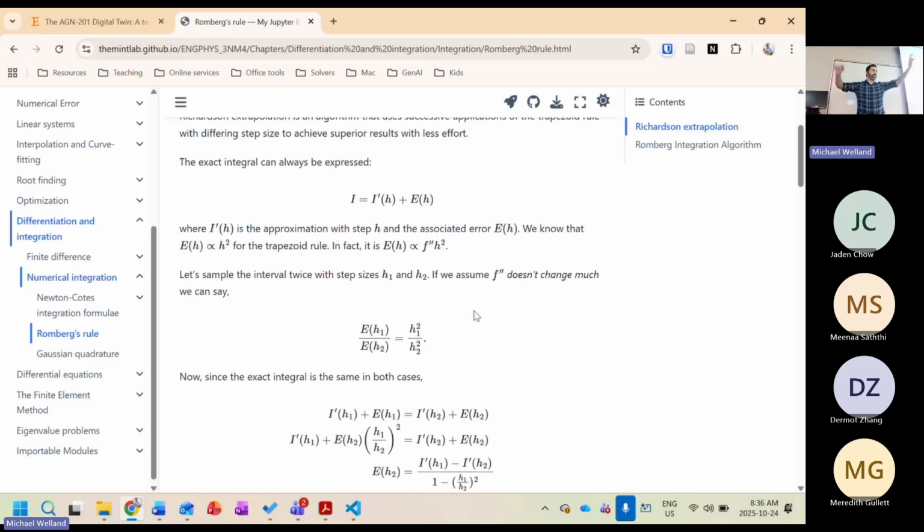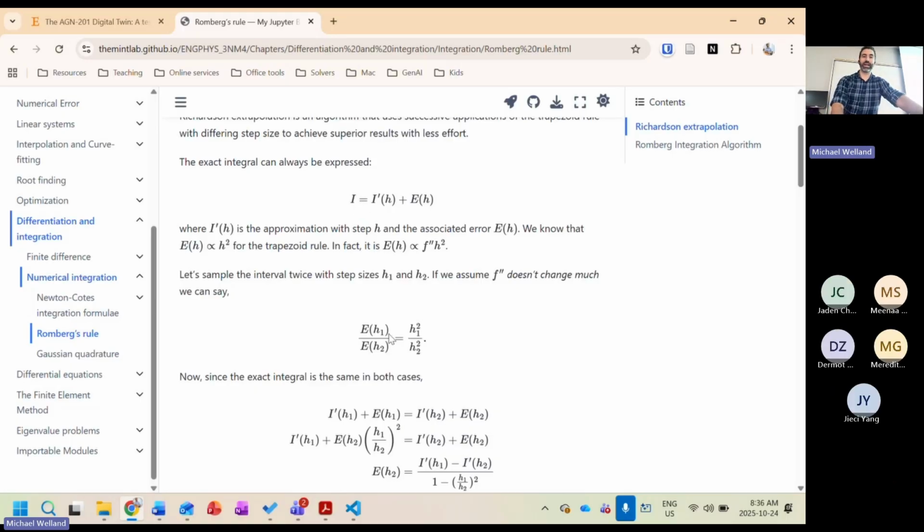Now what we're going to do is take the same interval. We sampled it once with step h. Now we're going to resample it with step h squared. And if we assume f double prime doesn't change much, I'm going to come back to that assumption, then the exact integral has to stay the same, right? Because the truth is the truth. The actual integral doesn't care about your sampling frequency. Your sampling frequency comes into the approximation. So you say I is equal to I, and you move your terms around and you get this.